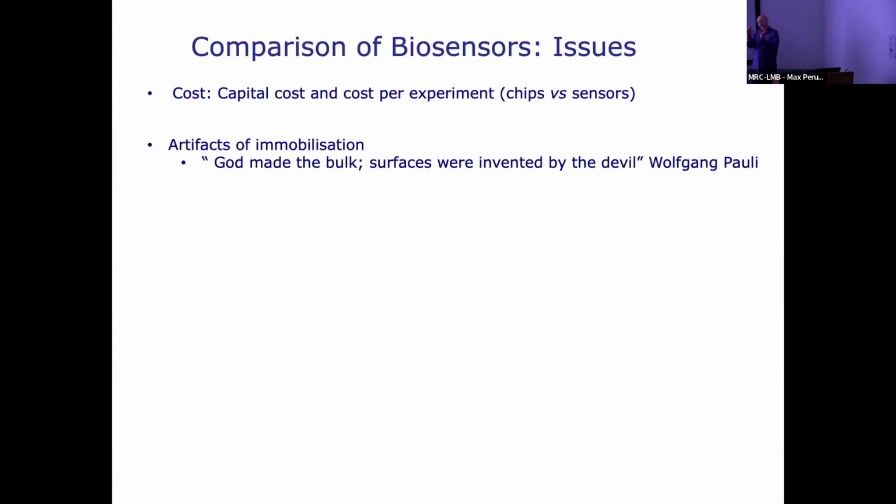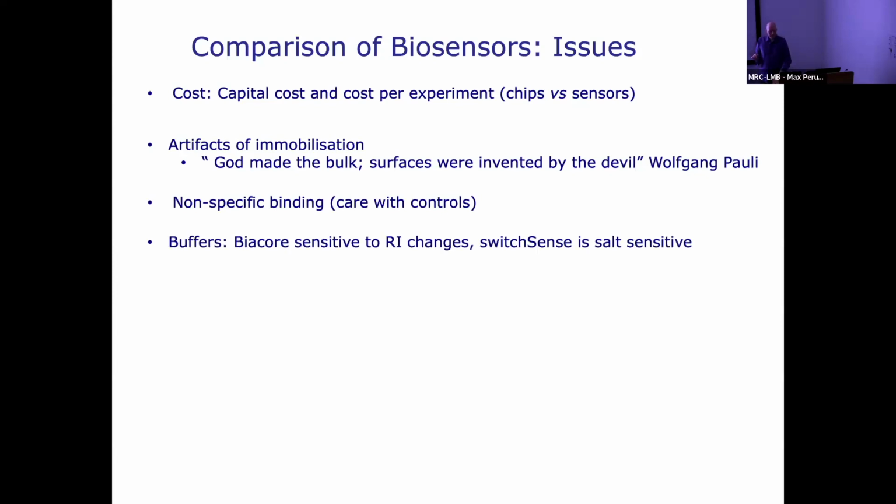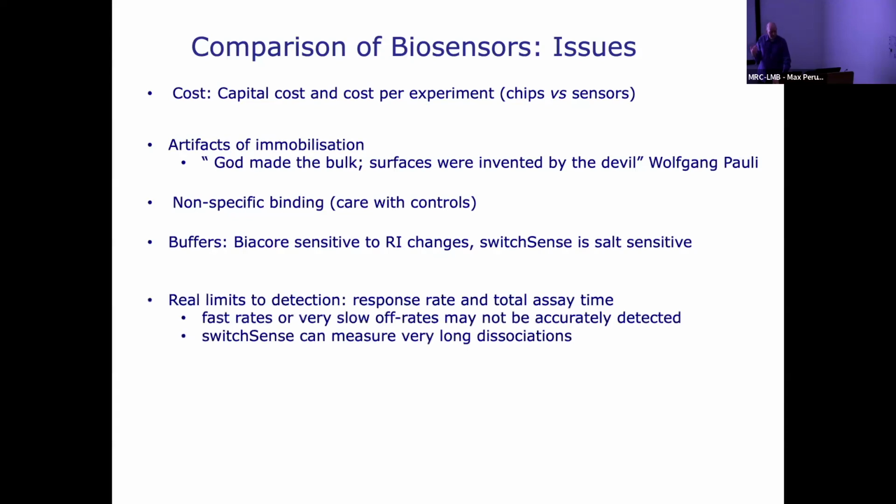Obviously, the fact that you're attaching one thing to the surface is going to change how the interaction happens, or you're going to get steric hindrance. Obviously, you've changed the rotational entropy of the thing that's bound. The surface can also have non-specific interactions, as we'll see later. And so you have to be very, very careful with controls. With buffers, you have to be very careful because Biacore is really sensitive to refractive index changes, especially with glycerol. With switch sense, you're switching a DNA, so you have to be very careful with the salt concentration.